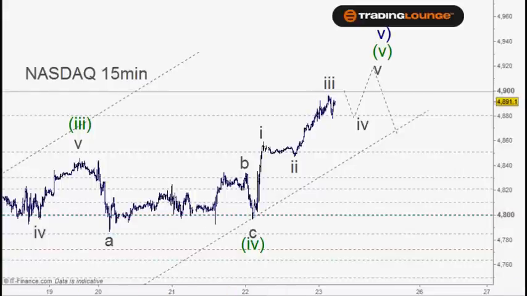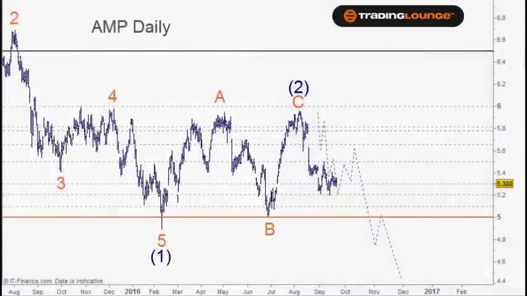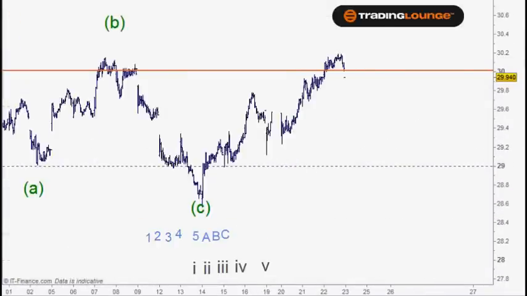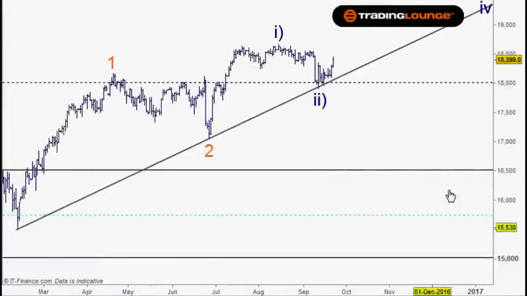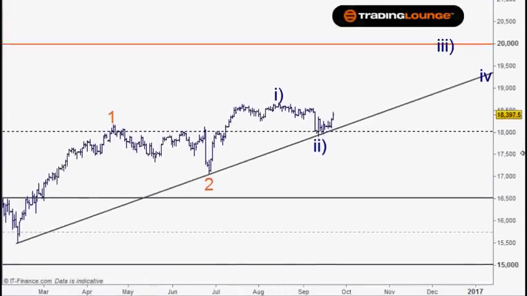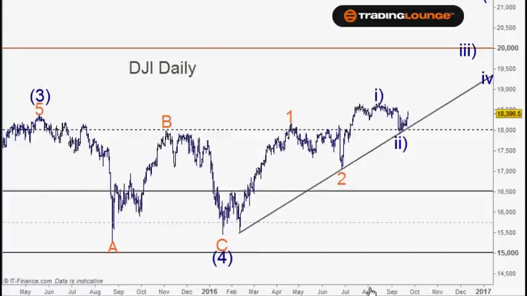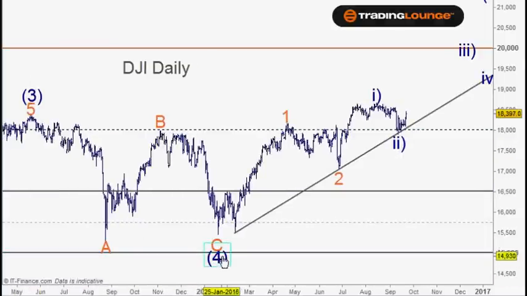Just have a quick look. The Nasdaq is completely different than the S&P 500 as such. The Dow Jones, this is the Dow Jones on the daily chart. Sorry, I don't have a little thing here. There it is. So basically the A, the B, and the C for wave 4, the 1 and 2, and I will still consider this wave 1 here and wave 2 here, but we have to be flexible.